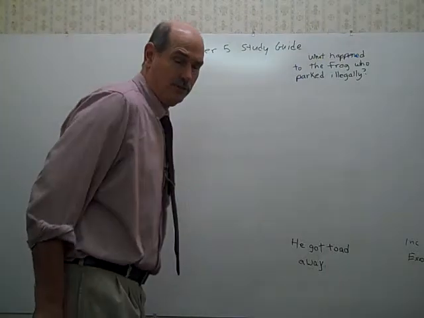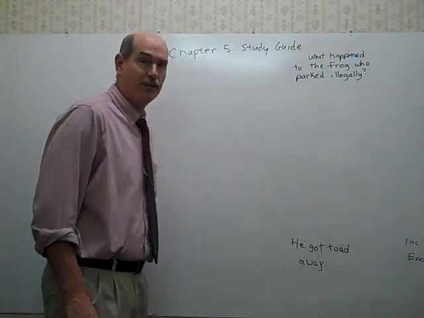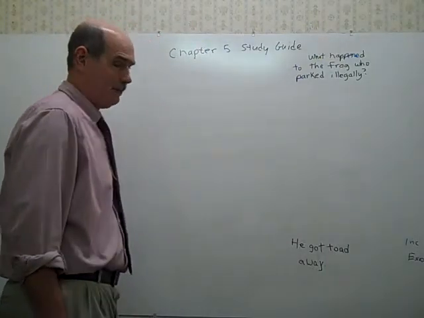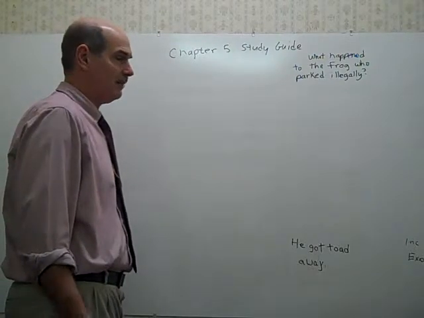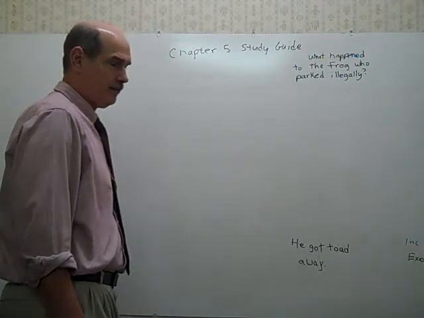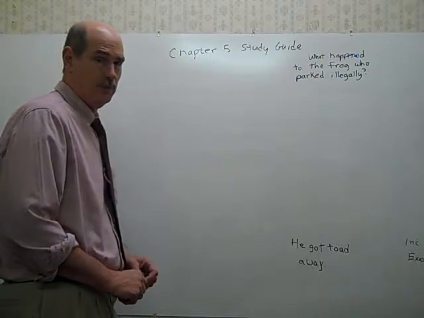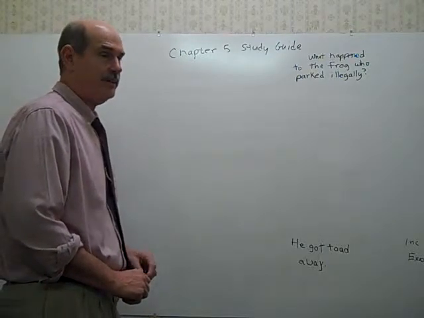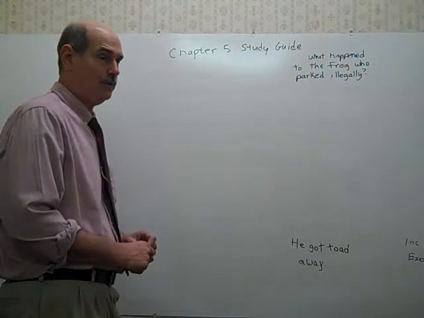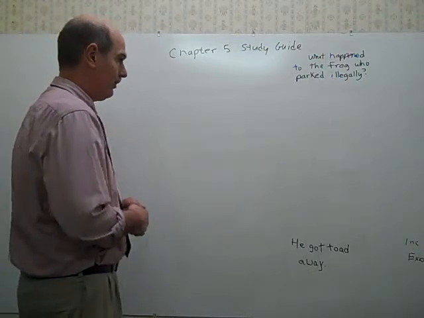Hi, 7th graders. This is a study guide for preparing you for your test on Chapter 5, which is on operations with integers, that is positive and negative numbers. Remember that integers are all of the whole numbers, like 0, 1, 2, 3, 4, 5, and their opposites, negative 1, negative 2, negative 3, negative 4, etc.